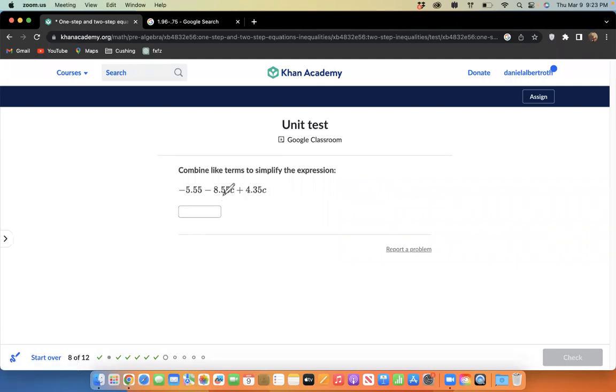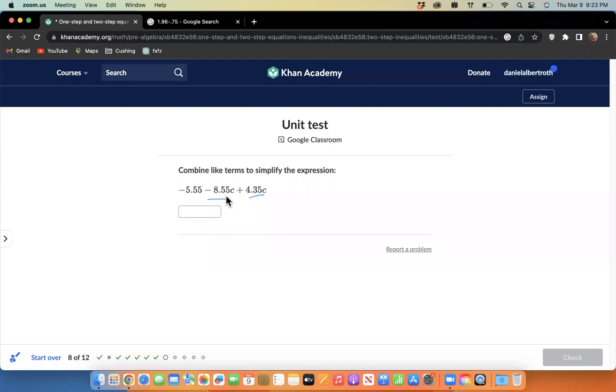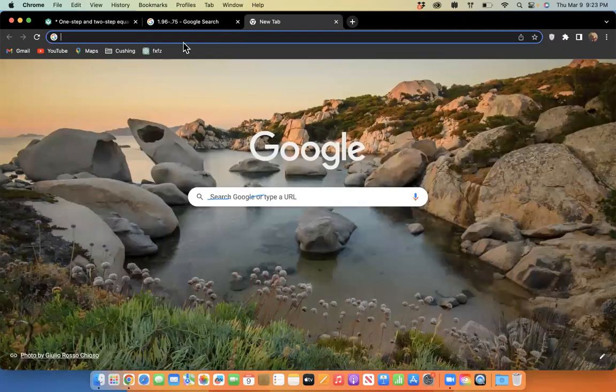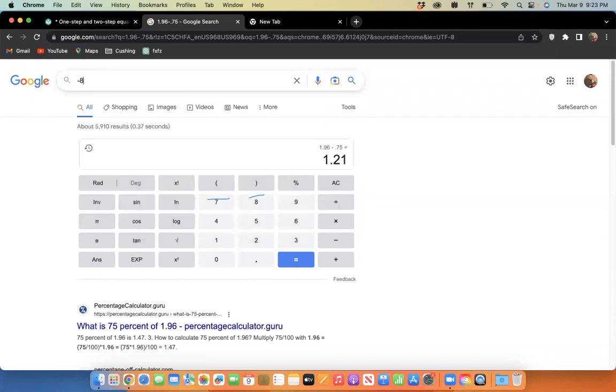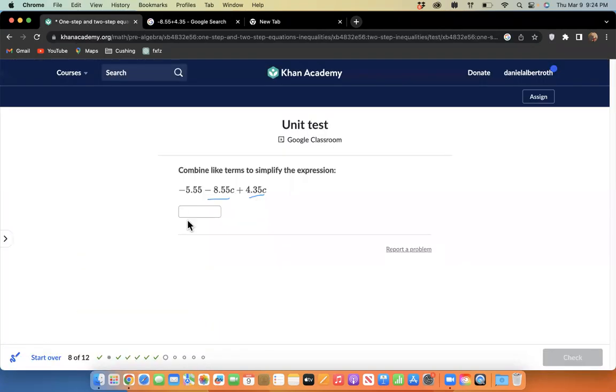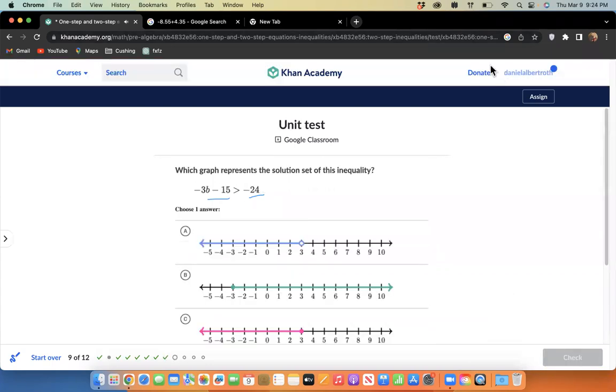Combine like terms to simplify the expression. So here there are 2 terms with the variable c. So I can combine these. I'm going to use Google. So -8.55 plus 4.35. -8.55 plus 4.35 is -4.2. So it's -4.2c minus 5.55, without the extra 5. Very nice.